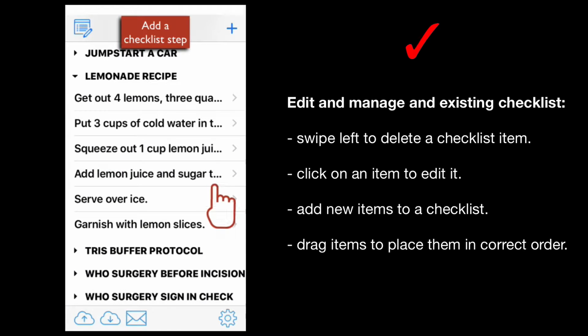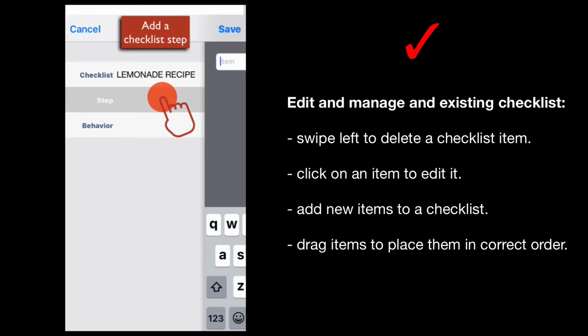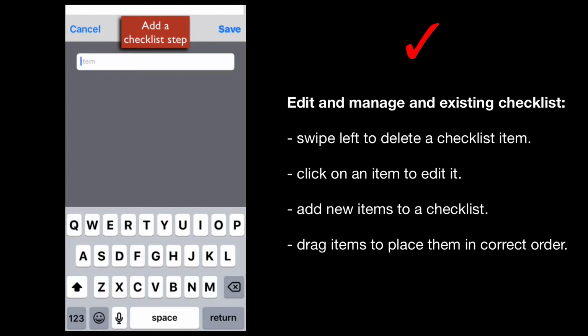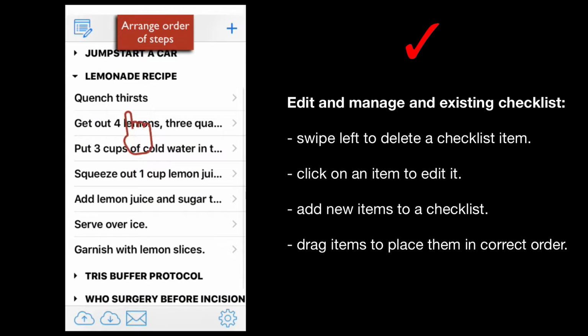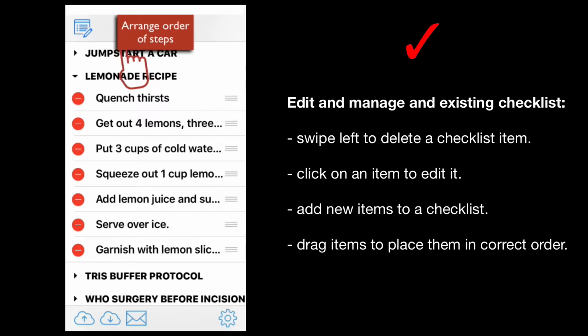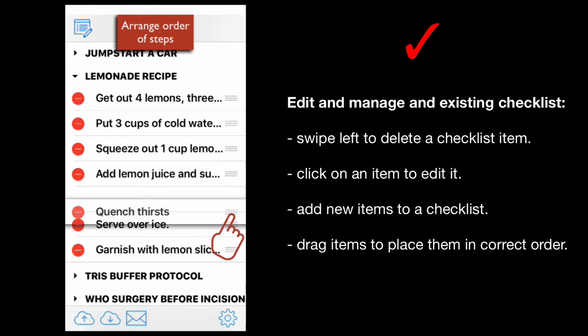To create a new checklist item, click on the plus sign and enter the text of this step. This is the text spoken or presented to you when the checklist runs. Finally, you can click the Edit button in the upper left-hand corner to delete multiple steps or to drag checklist steps into their proper order.